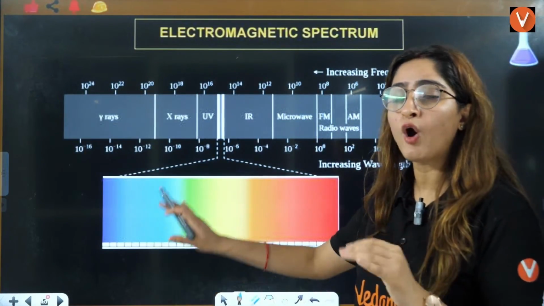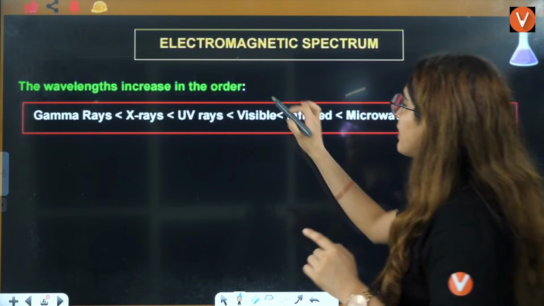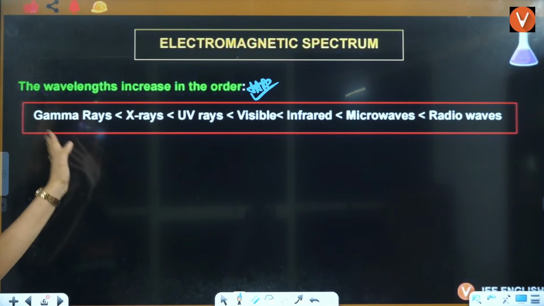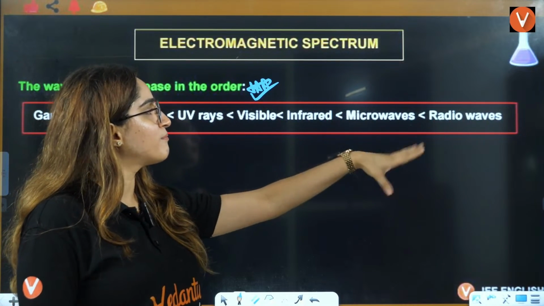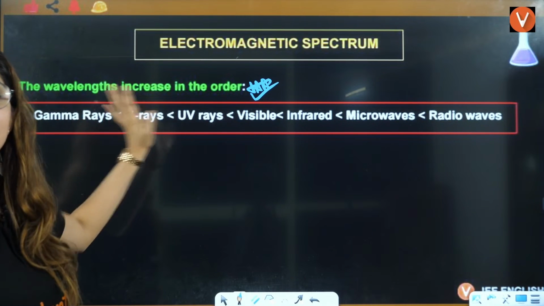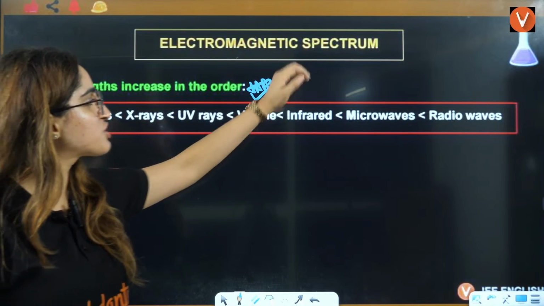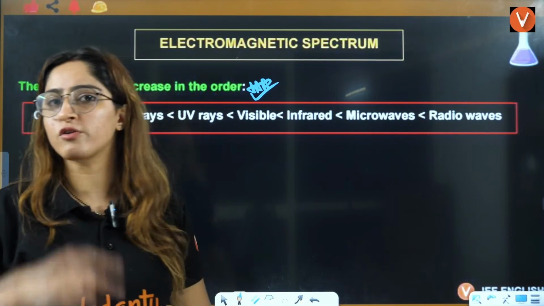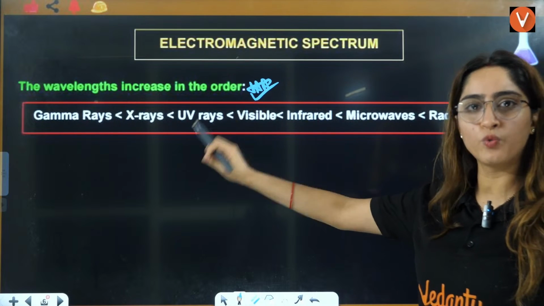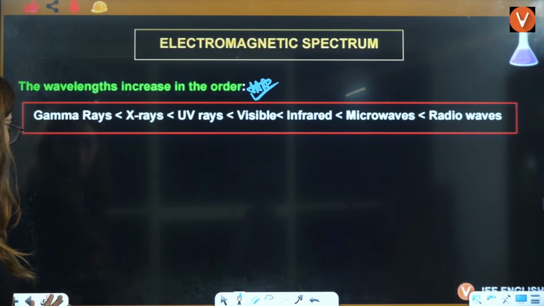Next, we also discussed the spectrum. If you talk about increasing wavelength, you should remember this particular order: gamma, X, UV, visible, infra, micro, radio. Gamma X UV visible. Information is there on microwaves and radio. So gamma X UV visible, infra, micro, radio. That's how you're going to learn this particular spectrum.